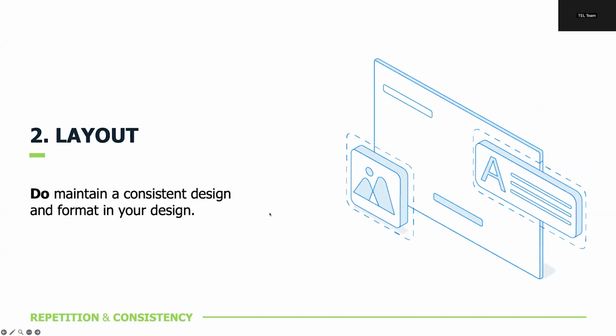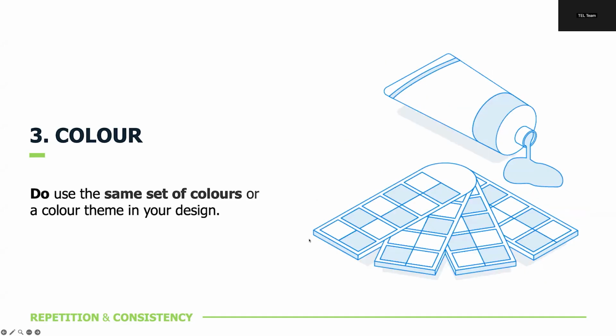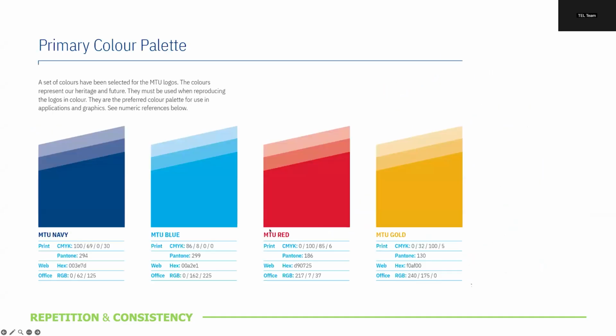Layout is another thing. Do maintain a consistent design and format in your course or your slides. So if you lay out a theme for yourself at the beginning, you stick to that throughout the design. And color again is a very useful way of setting certain areas of prominence within your visuals.